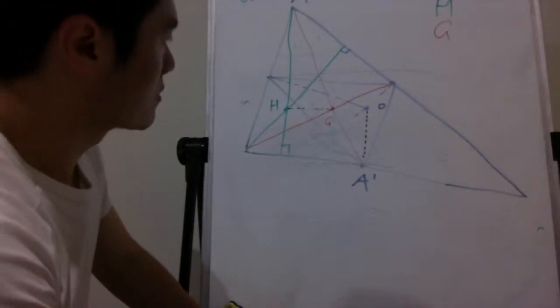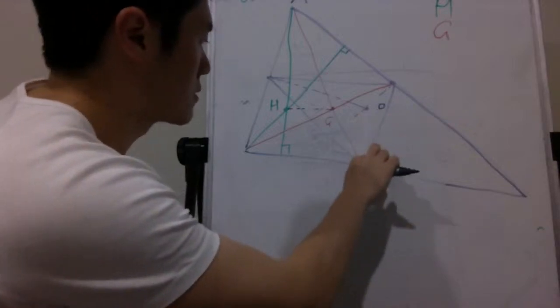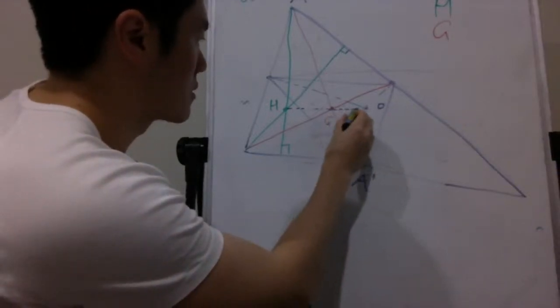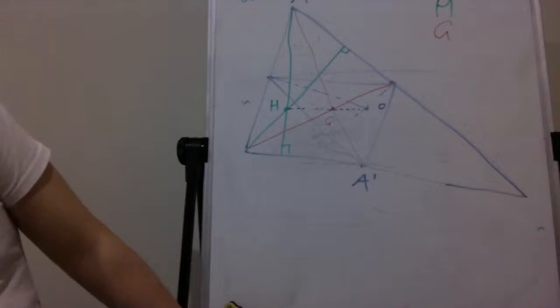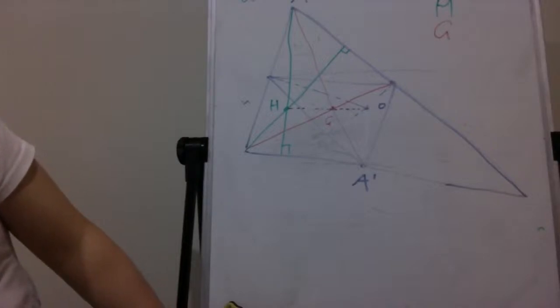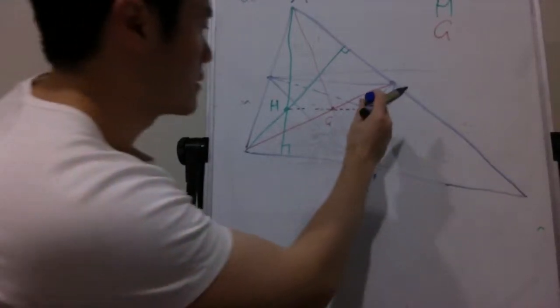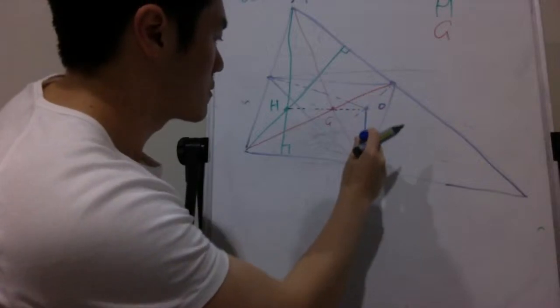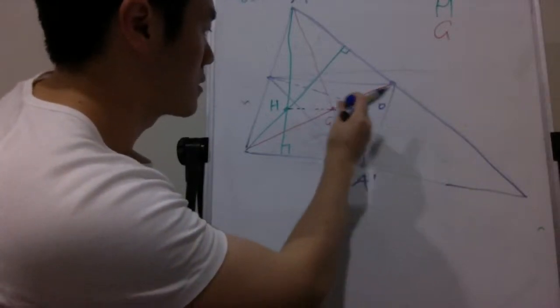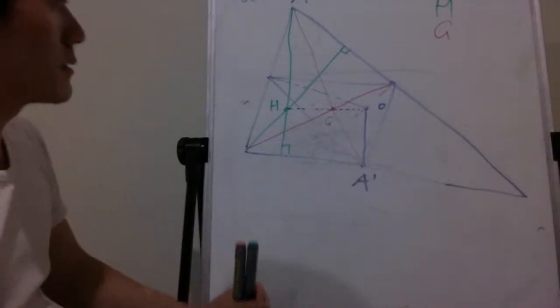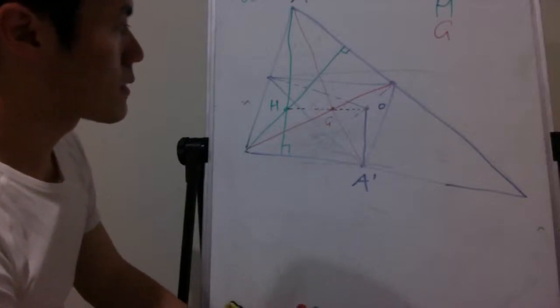We have to do some. Yeah, wait, no, if you do it, it's obvious. O, A prime, G. Okay. Yeah, and then, what's the significance of drawing this?